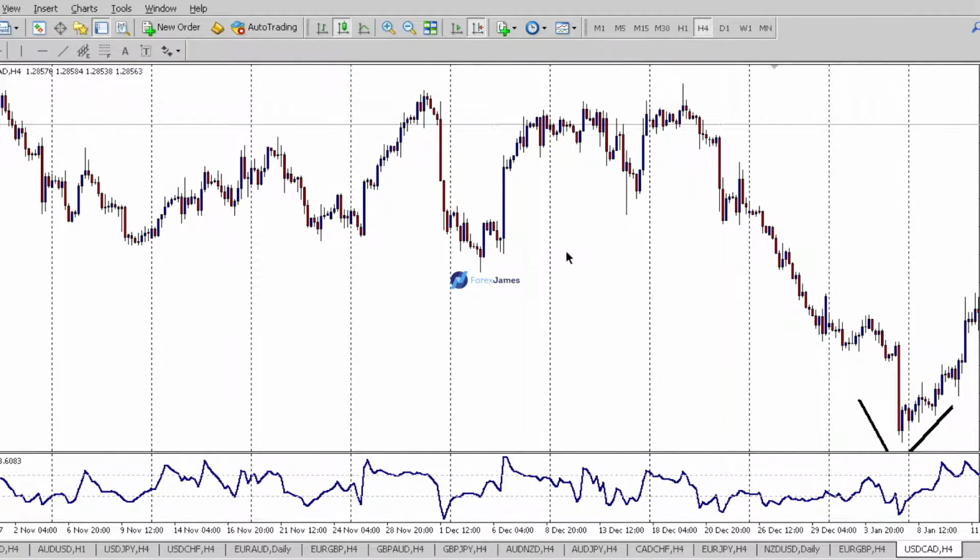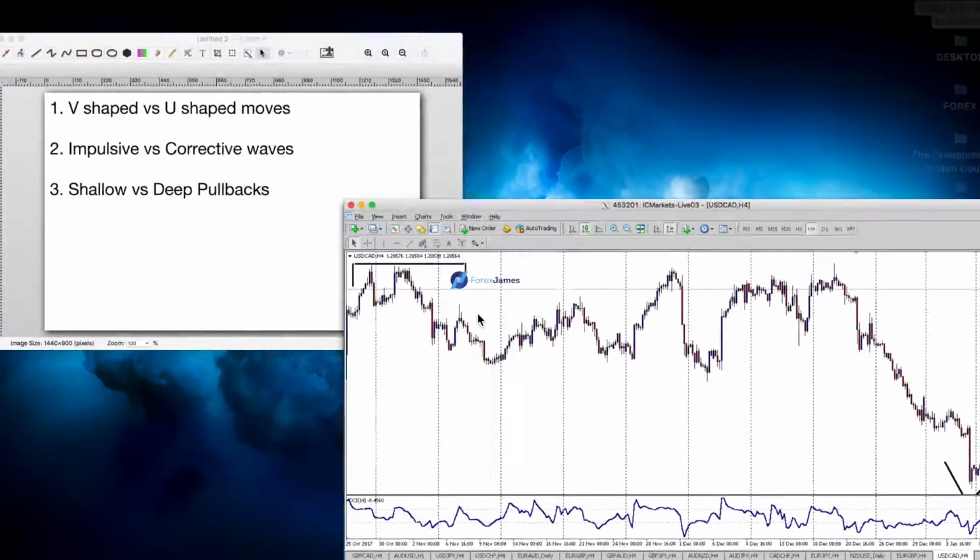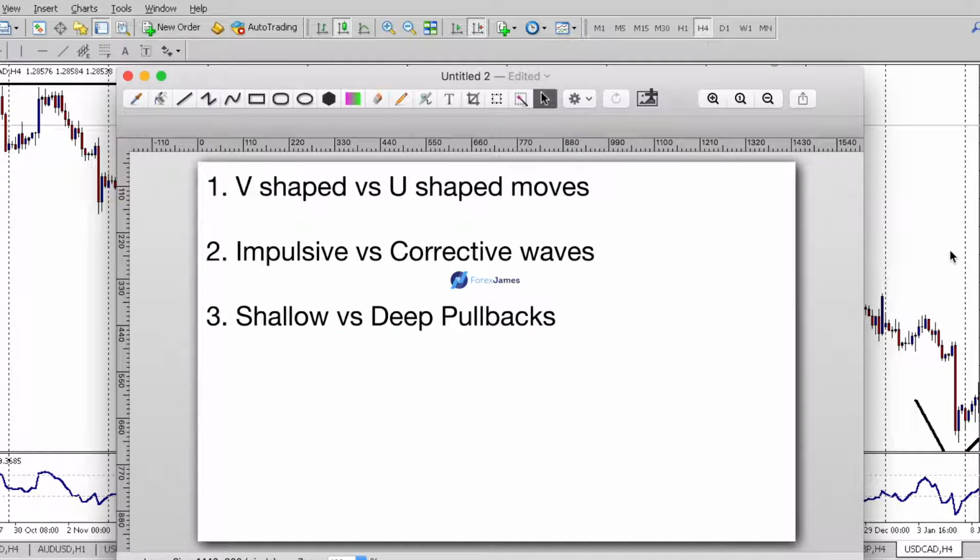Let's pull out another example. That's a U-shaped pattern here. Upside down U-shaped pattern. Basically what this tells us is that the bulls made another push to the upside, and there's this battle going on here, and eventually the bears won. So number one is the V-shape versus the U-shape move. The V-shape is definitely a stronger reversal pattern compared to the U-shape.